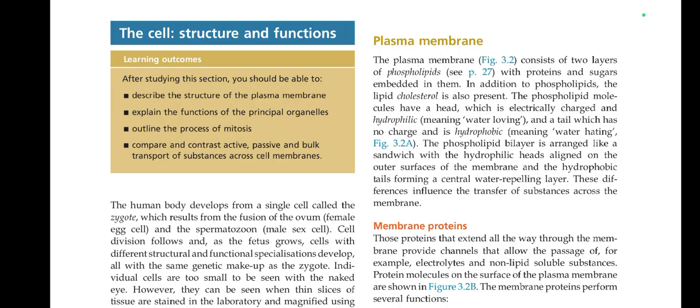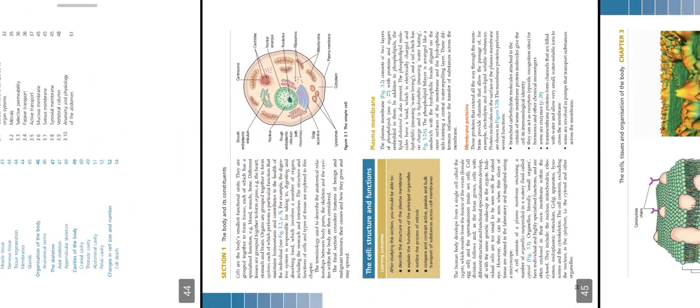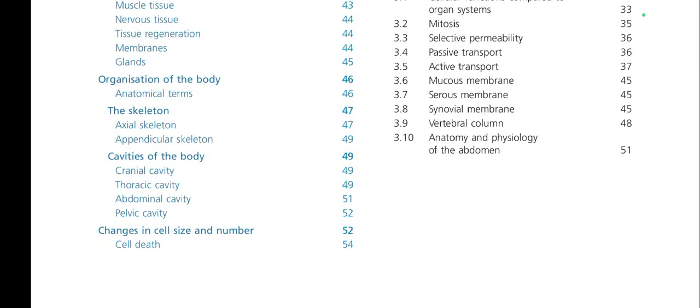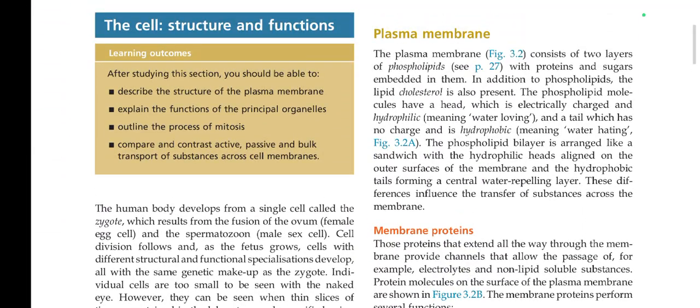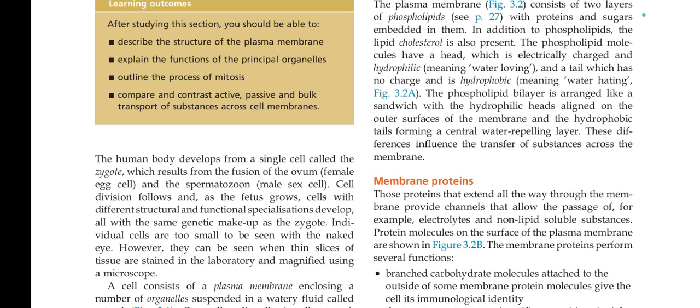Plasma membrane. The plasma membrane consists of two layers of phospholipids with proteins and sugar embedded in them. In addition to phospholipids, the lipid cholesterol is also present. The phospholipid molecules have a head, which is electrically charged and hydrophilic, meaning water loving, and a tail, which has no charge and is hydrophobic, meaning water hating.